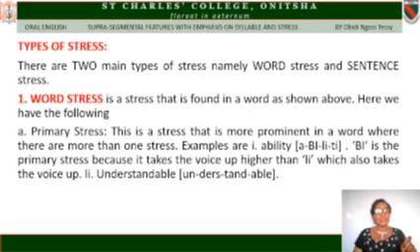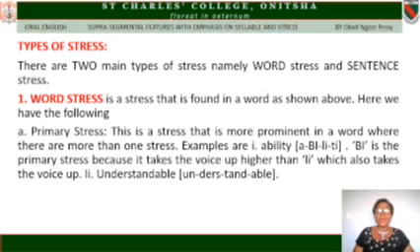Types of stress. There are 2 main types of stress, namely word stress and sentence stress. Word stress is a stress that is found in a word as shown above. Here we have the following. 1. Primary stress. This is a stress that is more prominent in a word where there is more than one stress. Examples are ability.